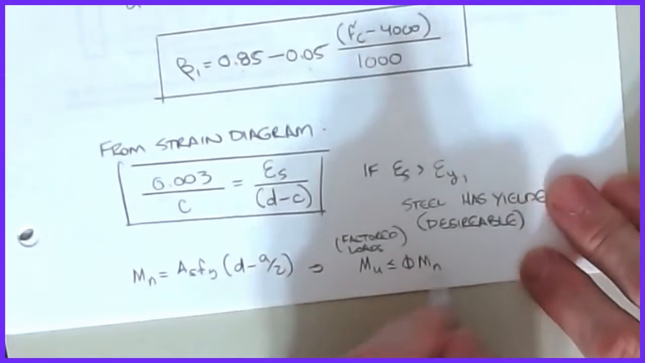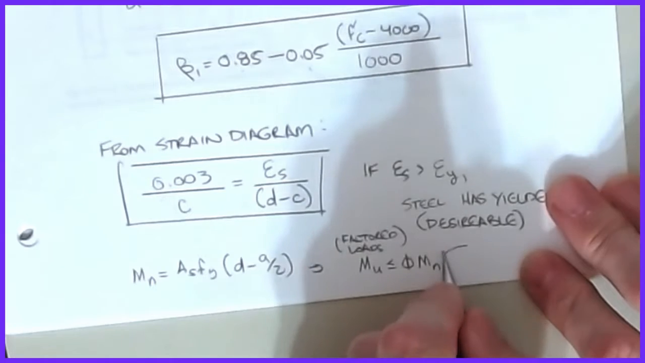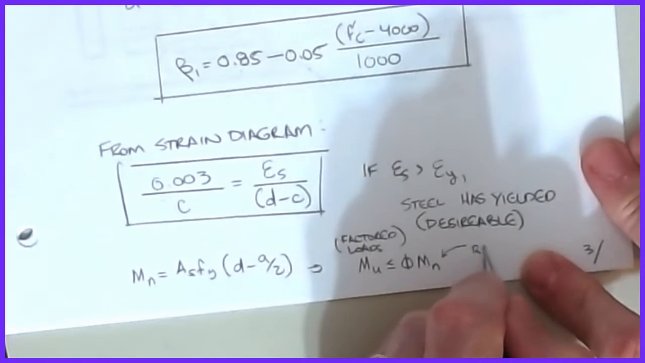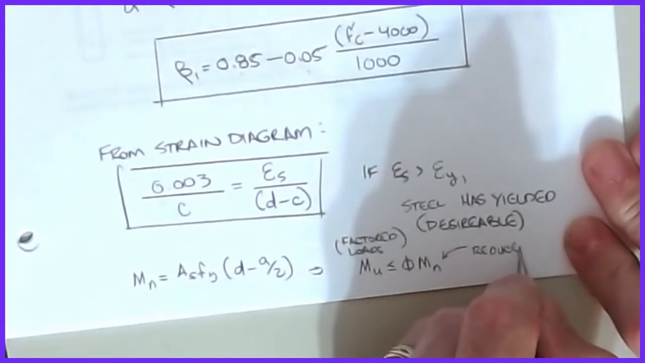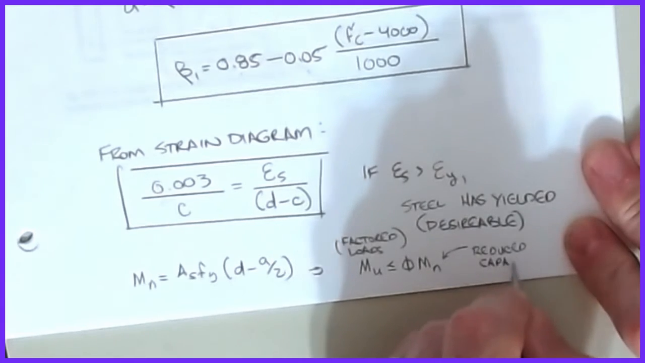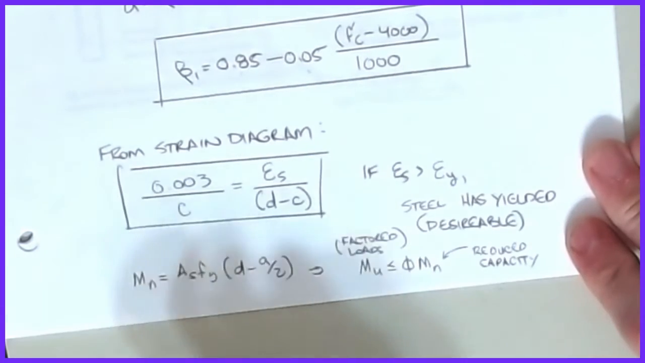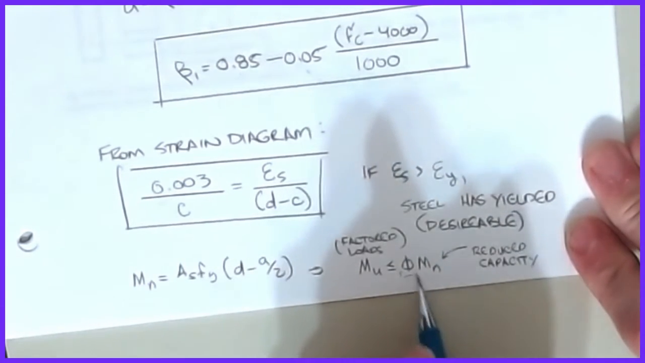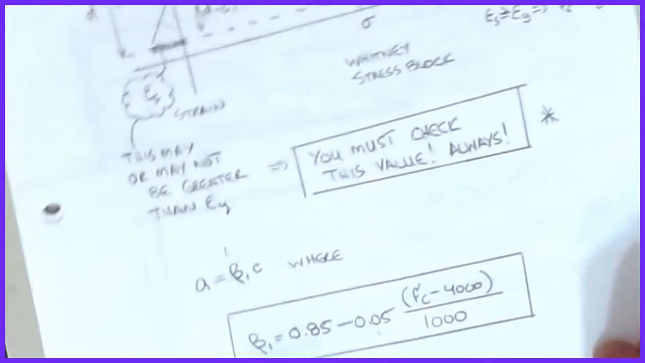And then this here is my reduced capacity. So it's just like the LRFD that we did in steel. It's the same basic equation. So the question becomes, how much do we reduce it by? And this is the one thing where it gets a little tricky.